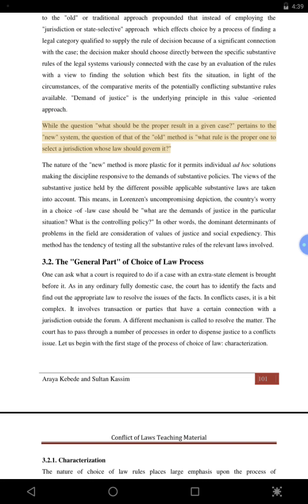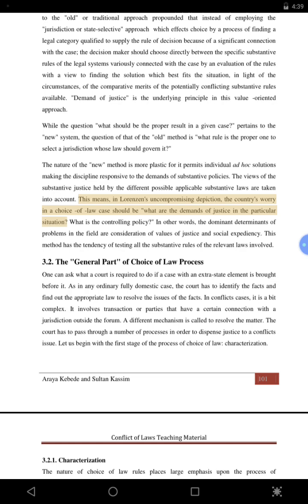While the question, what should be the proper result in a given case, pertains to the new system, the question of the old method is what rule is the proper one to select a jurisdiction whose law should govern it. The nature of the new method is more plastic, for it permits individual ad hoc solutions, making the discipline responsive to the demands of substantive policies. The views of the substantive justice held by the different possible applicable substantive laws are taken into account.